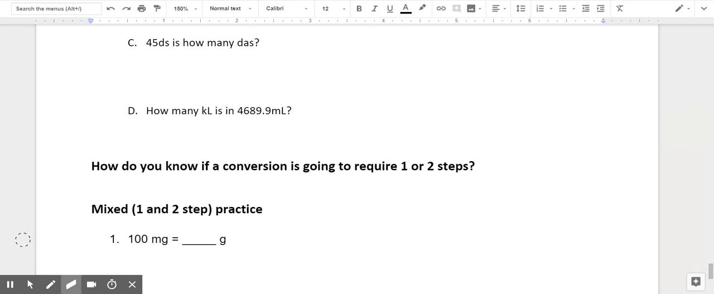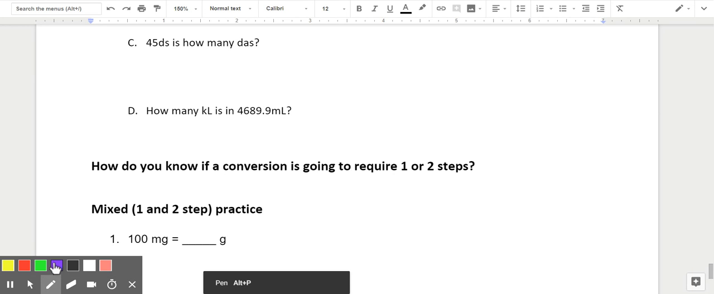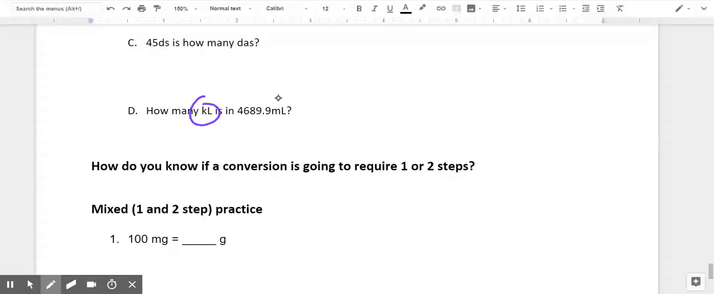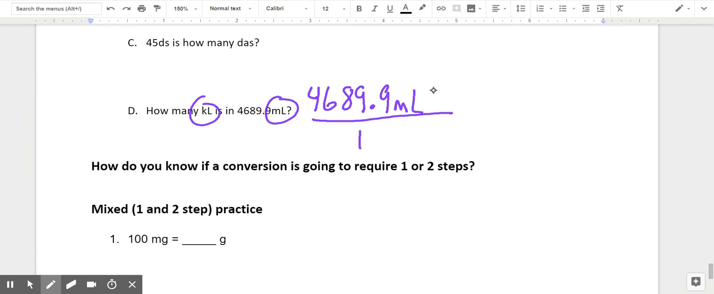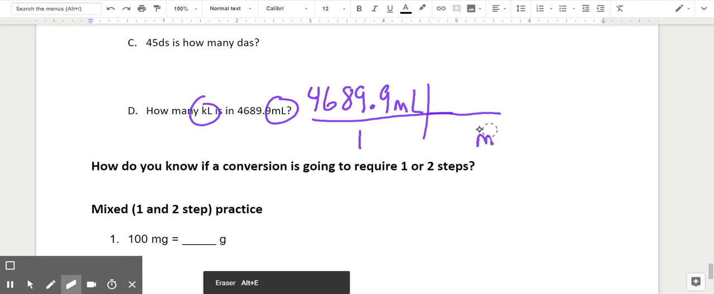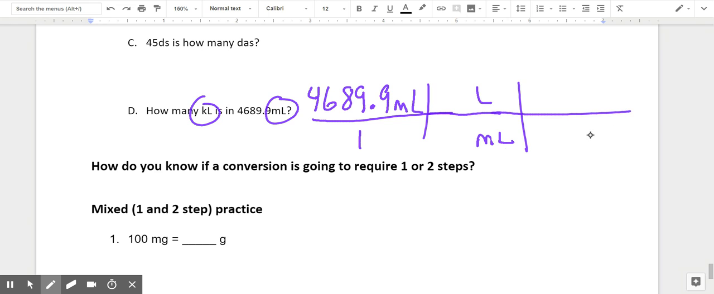And now let's try the last one, letter D. How many kiloliters are there in this many milliliters? Again, they both have two letters. That's how you know you're doing a two-step conversion, where you're starting with 4,689.9 milliliters over 1, milliliters on the bottom, and we want to have liters on top as our base unit. We want to get rid of liters and convert to kiloliters on the top here.